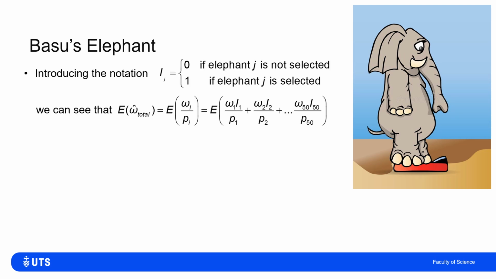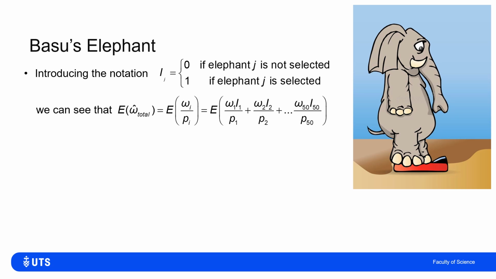Introducing a little bit of notation here, we've got an indicator variable. I subscript j just takes the value 0 if we don't select elephant j, and the value 1 if we do select elephant j. So I've got 50 of these indicator variables for the 50 elephants. So 49 of these indicator variables will be zeros, and one of them will be a 1. So what this means is if I want to work out the expected value of my estimator of omega total, that's the expected value of omega j divided by Pj.